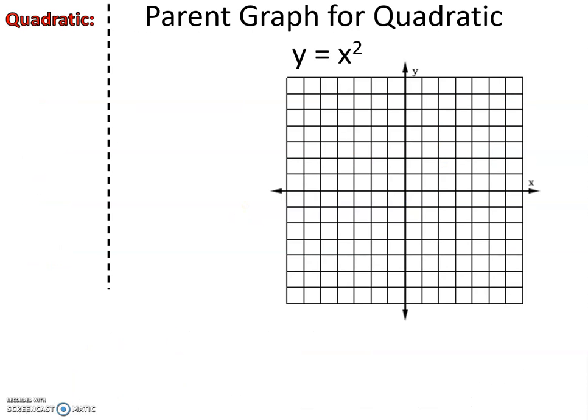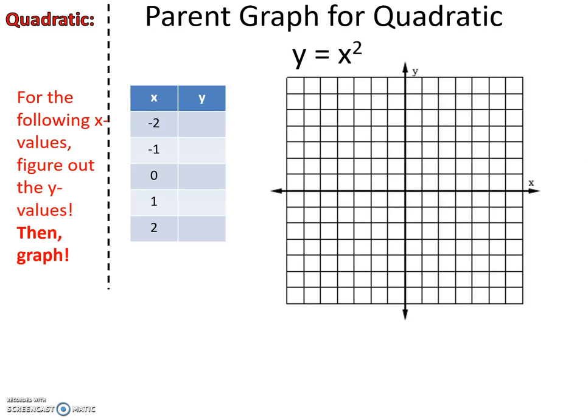Next parent graph is y equals x squared. Again, draw your graph, pause, take the time that you need. How are we going to graph this? Let's use a table. So let's start with these same x values, -2 through +2, including 0, and let's plug those in for x. -2 squared is +4, -1 squared is 1, 0 squared, 1 squared, and 2 squared. Notice how the values start to repeat, right?